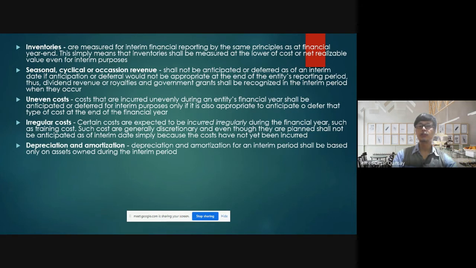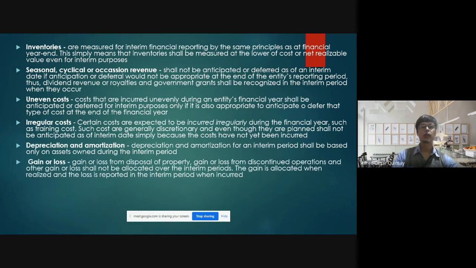Depreciation and amortization for an interim period should be based only on assets owned during the interim period. Okay, so kung let's say they bought an asset during, let's say, January. So for the months of January, February, March, there should be a depreciation of 3 months, assuming it was bought on January 1. So ano siya? Kumbaga, it would be prorated dun sa 3 months na yun, January, February, March, wherein those months were benefited by the asset, no?